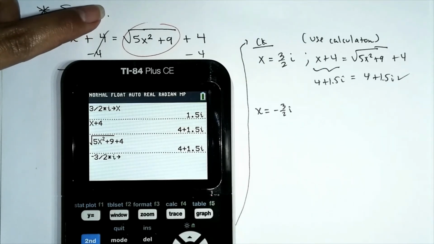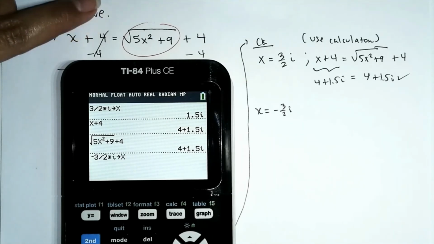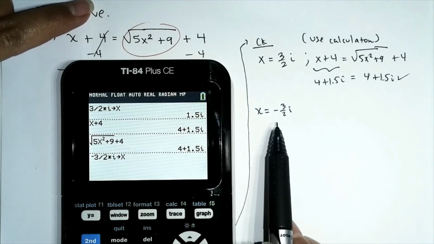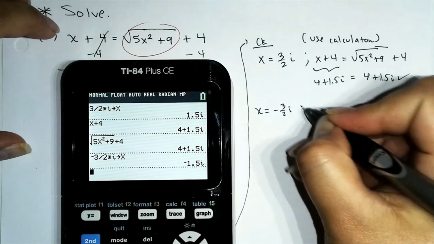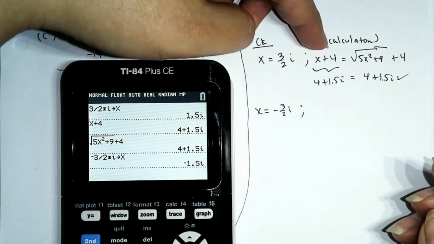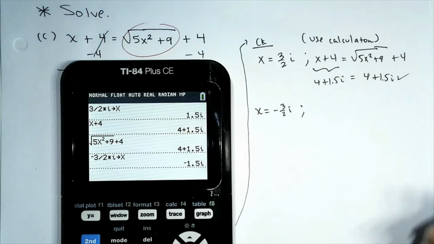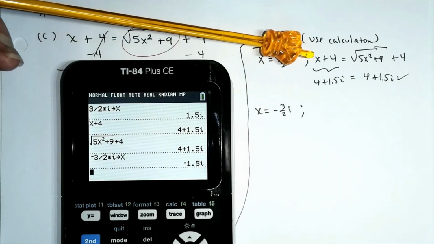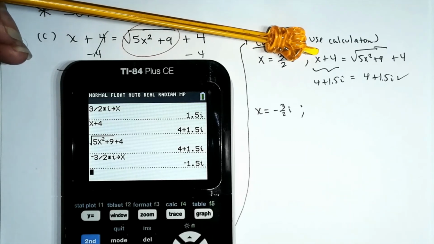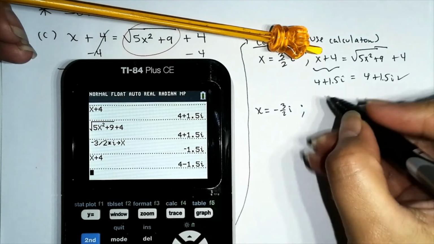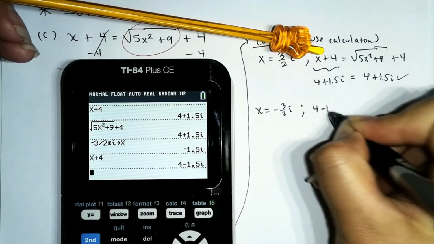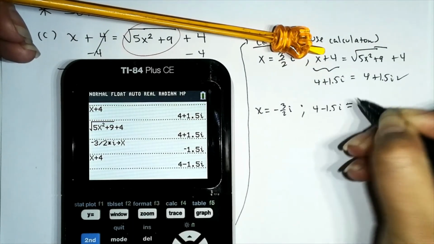It's that STO arrow key. Store it as x. Then we hit enter, and it gives it to us as a decimal, negative 1.5i. Cool, fantastic. So let's see what the left side gives us. We enter x plus 4. You know what? Let me use my fake finger. Okay. So let's go ahead, enter the left side. It's x plus 4. We hit equals, and in standard form we get 4 minus 1.5i.